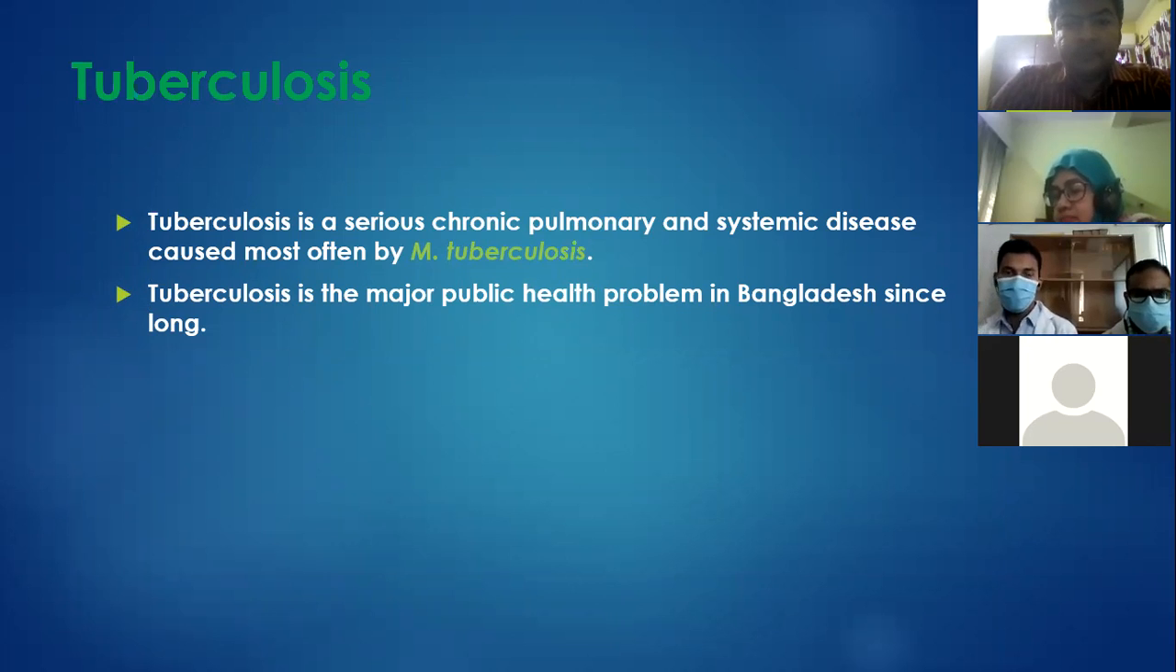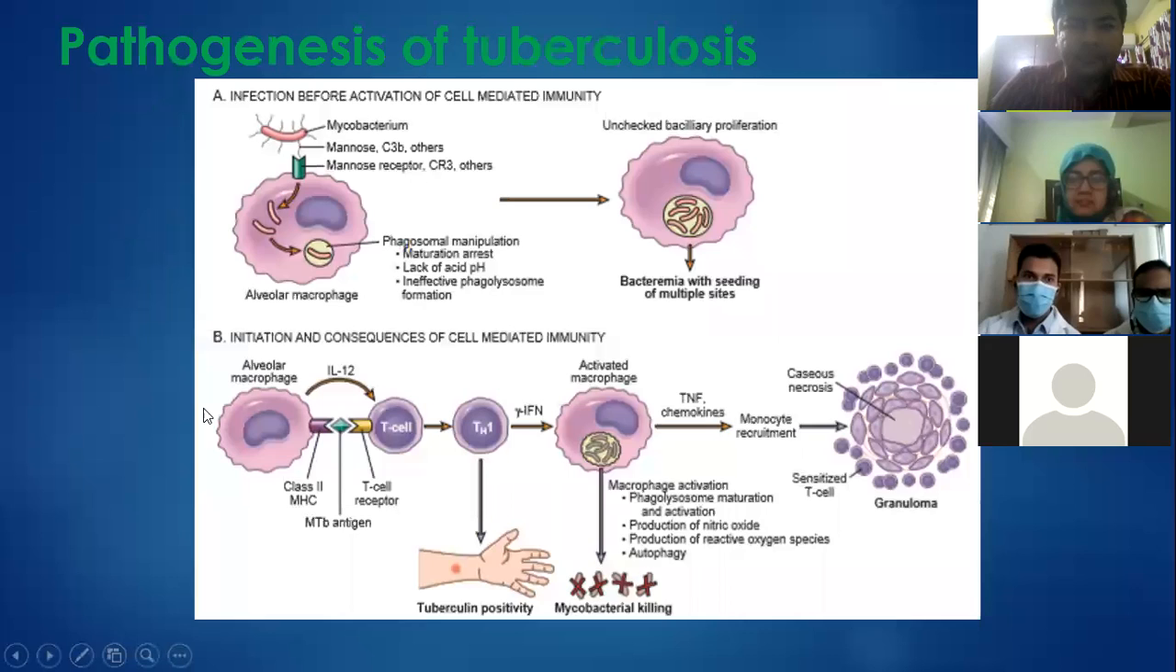At first, in short about tuberculosis. Tuberculosis is a serious chronic pulmonary and systemic disease caused most often by Mycobacterium tuberculosis. Tuberculosis has been a major public health problem in Bangladesh since long. Now, about pathogenesis, mainly I describe here the primary tuberculosis pathogenesis and how granuloma is formed.